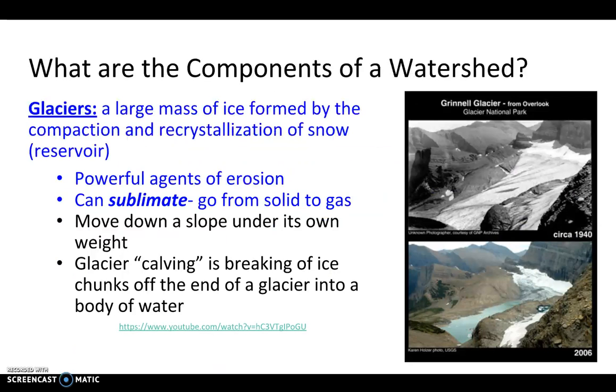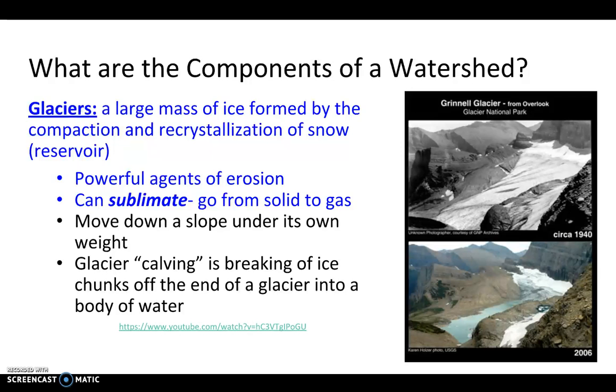Glaciers are also a large component of watersheds. They're a large mass of ice formed by the compaction and crystallization of snow. So the snow is just getting squished down and kind of solidifying almost into just this really icy mass. This is also a reservoir. These are powerful agents of erosion. And next week, we're going to start really talking about weathering and erosion. And so we'll talk about glaciers again.